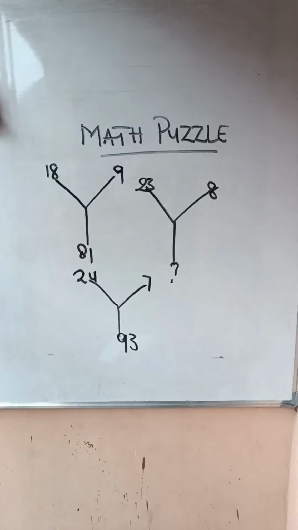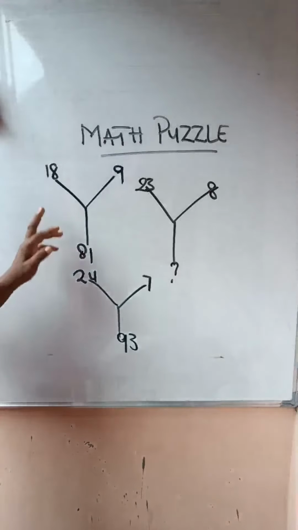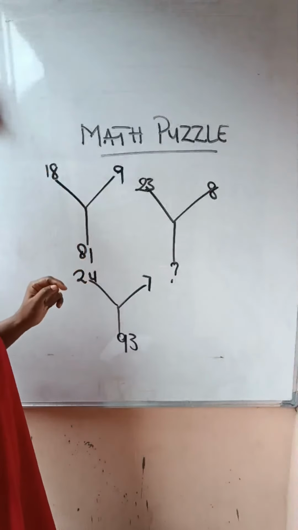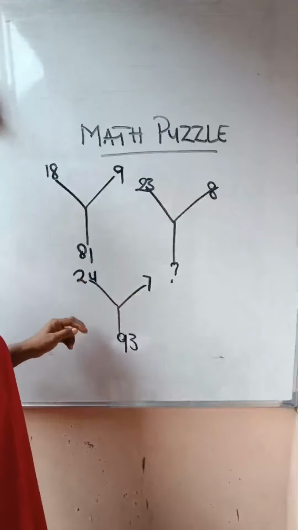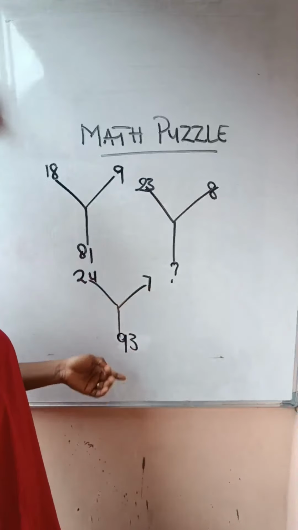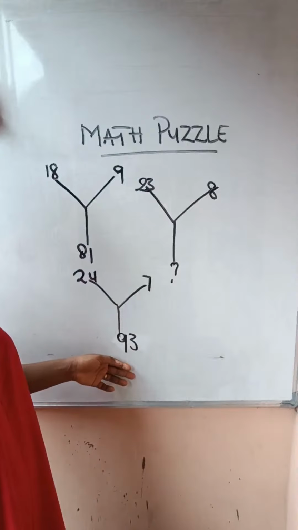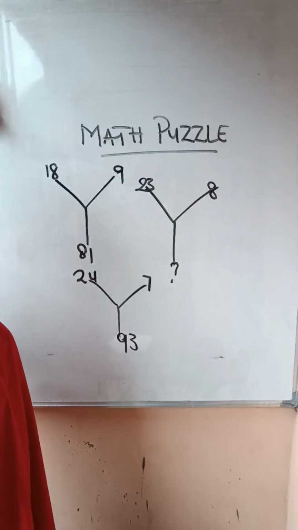Let's go, friends. What is the missing number? We have 89 and 81. We have 23, 8. And we're asked what is the missing number here. Also, we have 24, 7. So what is the missing number? Okay. Let's go. We can do this.